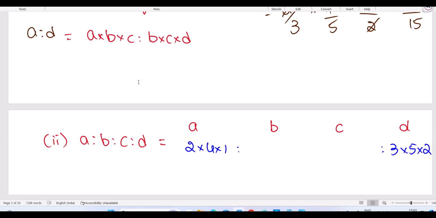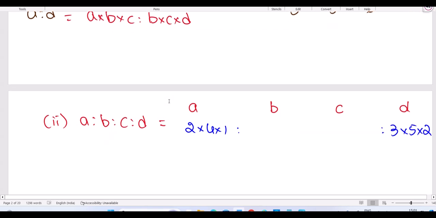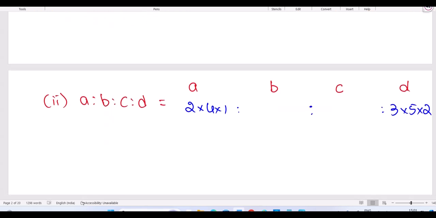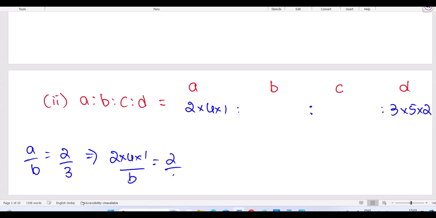What about B and C, sir? See, two ways to go for B and C. One is, I know A by B is 2 by 3 ratio in the question, right? They have given A by B as 2 is to 3. Now, A is already 2 into 4 into 1. I want B. These two cancel. B is 3 into 4 into 1.